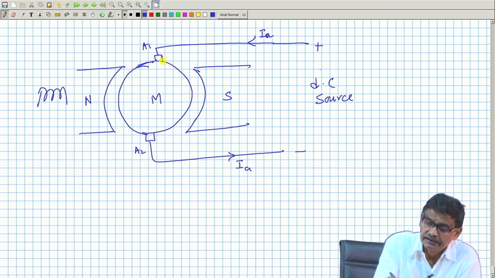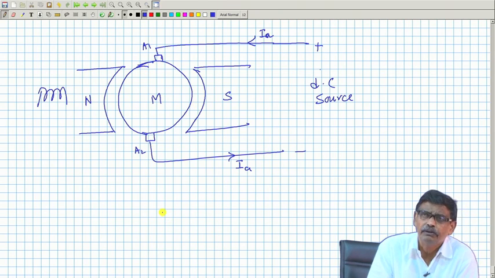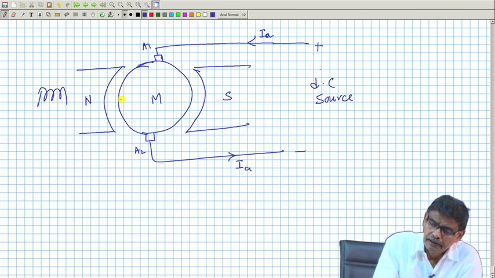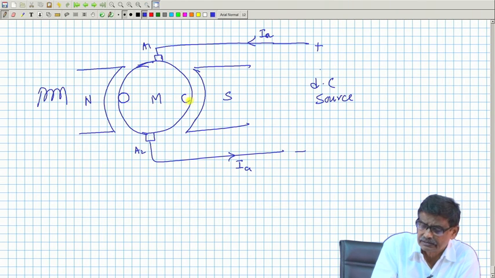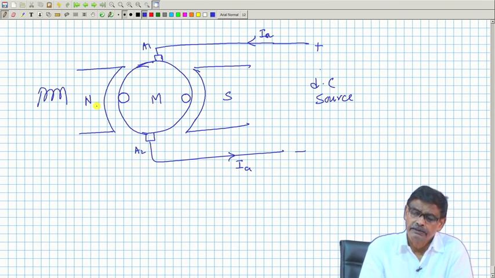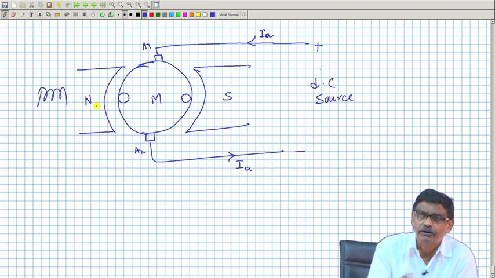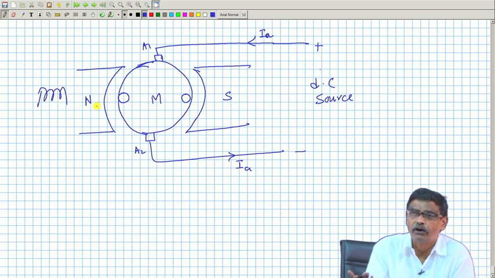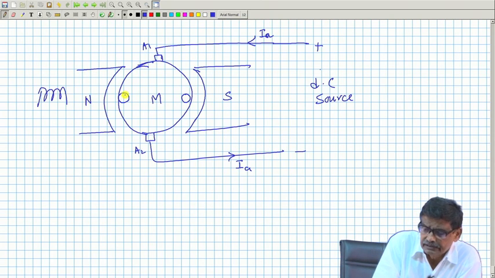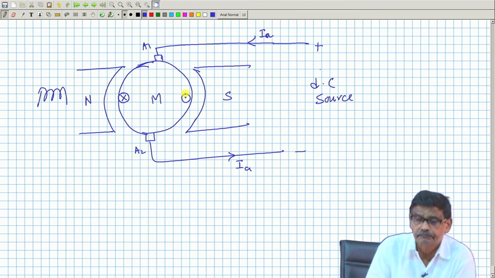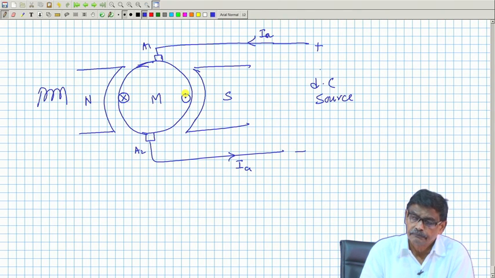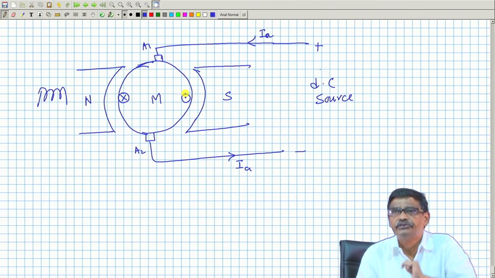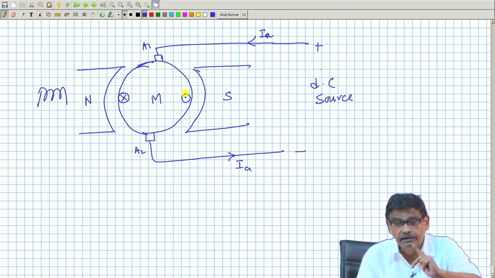Then this current will be divided into various parallel paths, IA by A will be the current in each. Now, I will draw just one conductor to avoid clumsiness in the figure. Whether this will be a cross or a dot, I am not sure. But if this current gets divided into parallel paths, and it so happens that this is a cross and this is a dot, then I will apply the left hand rule to say in which direction it is moving.